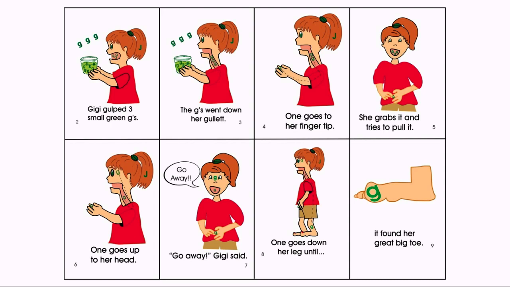What do you see, a G up there? Is there a capital G or a lowercase g? Where did the G go? It landed up right between her eyes. Oh no, it's going to make her eyes go crossed. Look at her eyes, they're crossed. Go away, Gigi said.